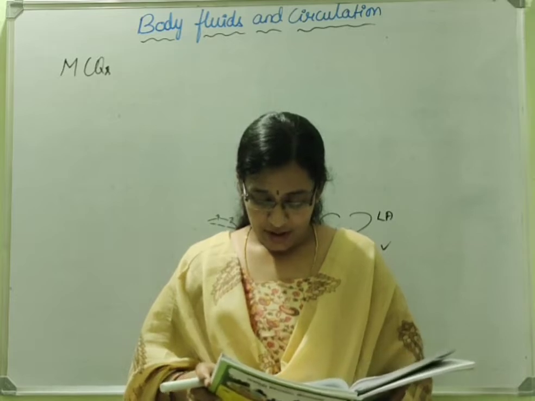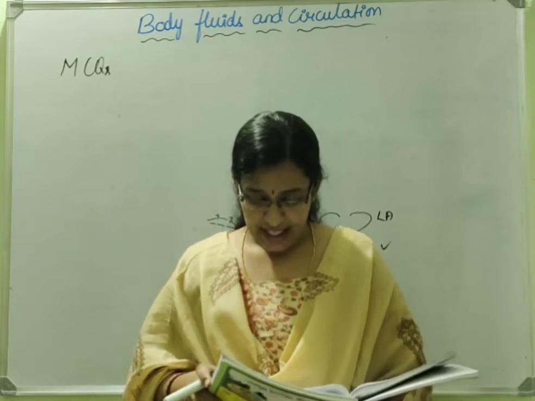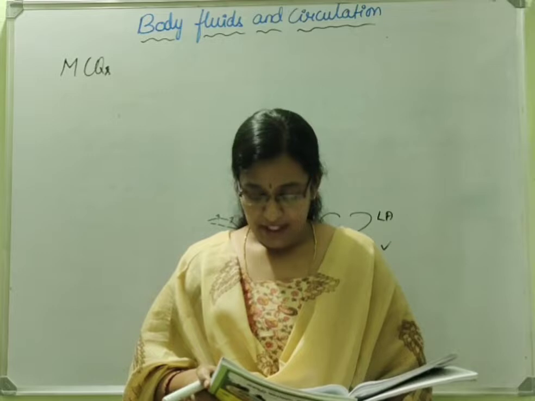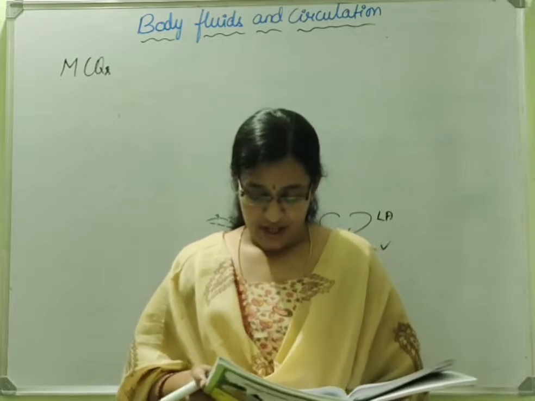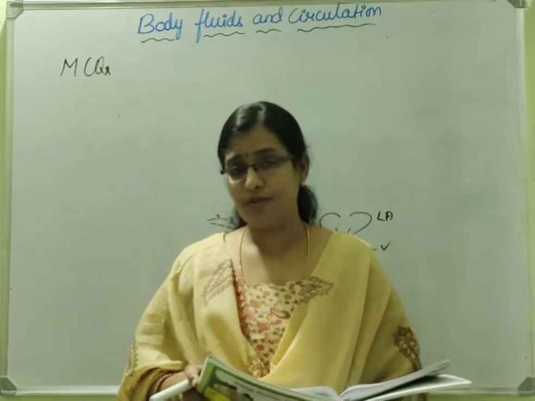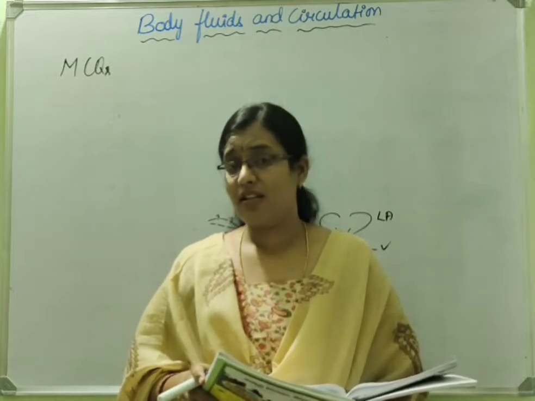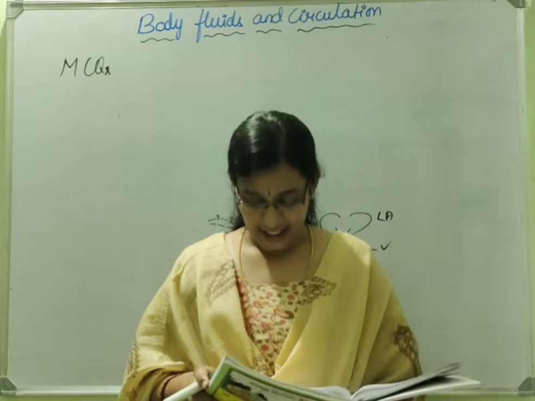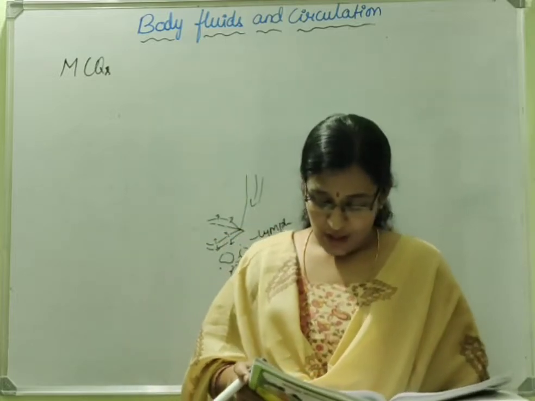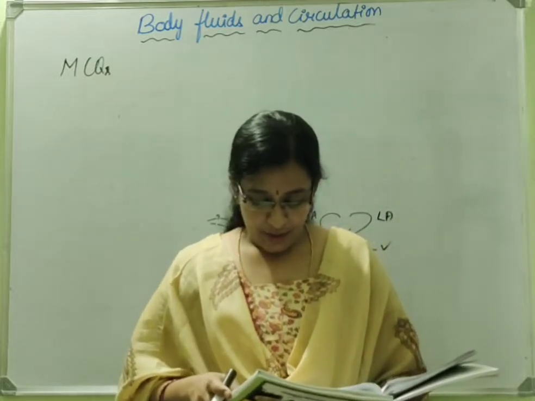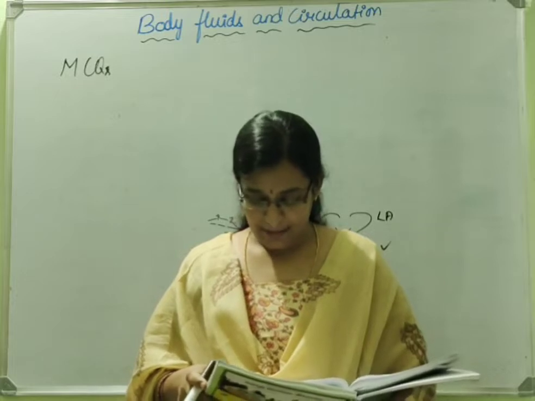Next, megakaryocytes produce: option A, leukocytes. B, lymphocytes. C, bone cells. D, blood platelets or thrombocytes. So megakaryocytes produce what? They undergo fragmentation to form the thrombocytes, otherwise also called platelets. Option D. Next, 1 cubic millimeter of blood has how many blood platelets?